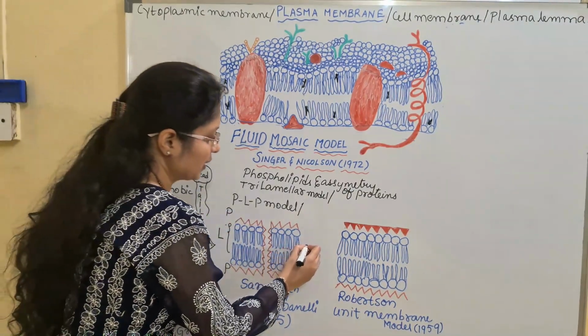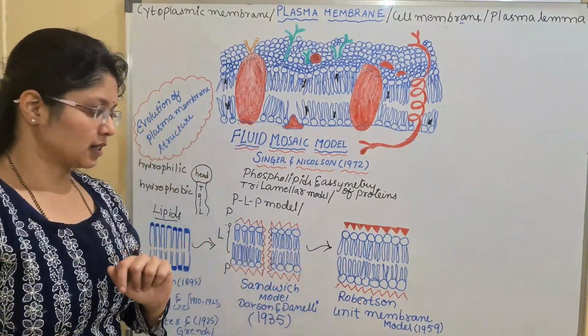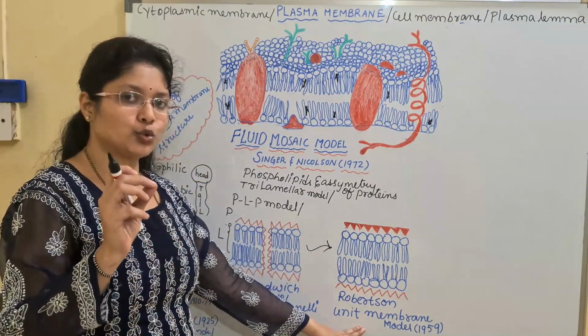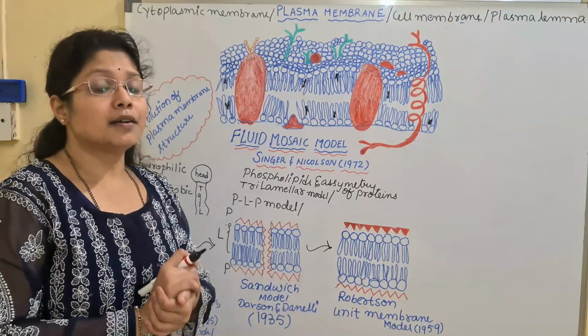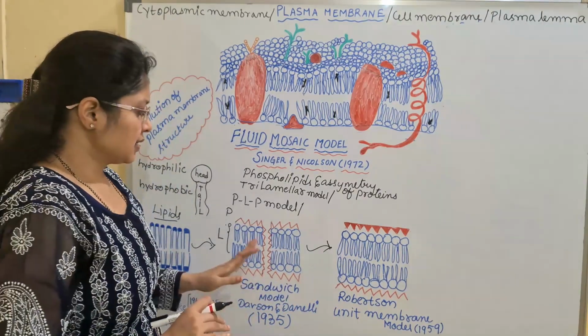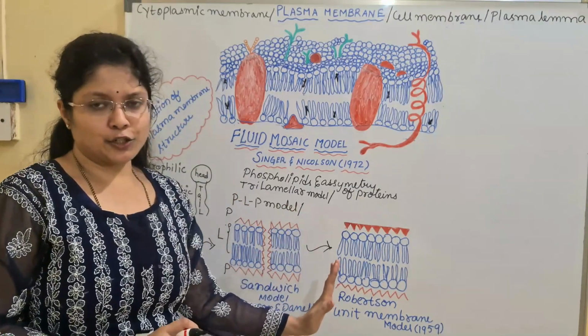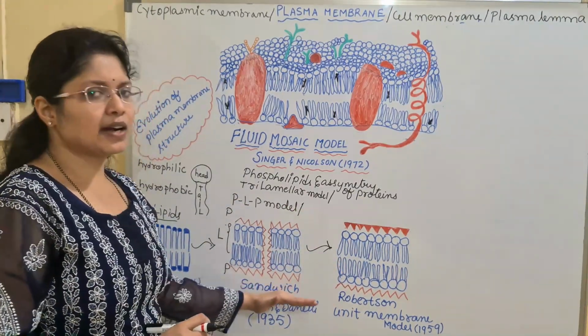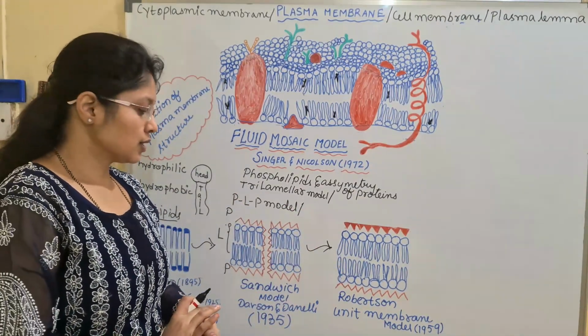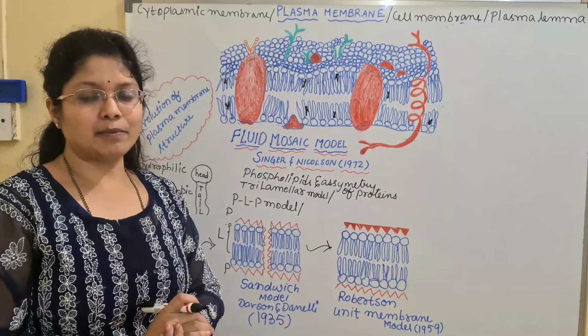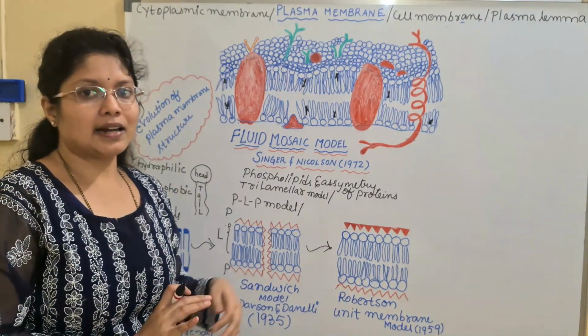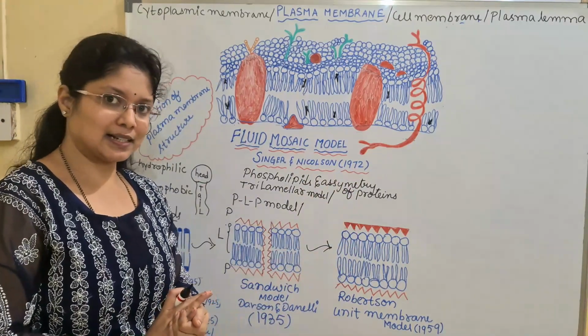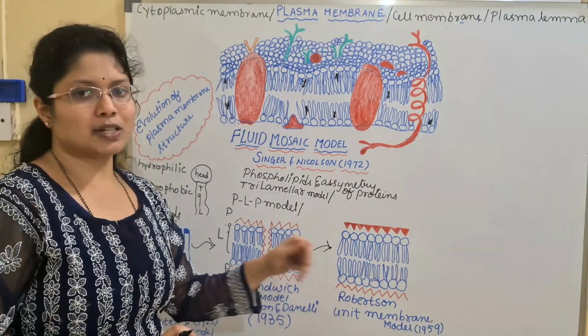Okay, and next, coming to the model given by Robertson. Robertson has given the unit membrane model in the year 1959. This is nothing but a slight modification of the sandwich model. So the sandwich model was redefined by Robertson and he has given certain postulates. Let us see the postulates of the unit membrane model.